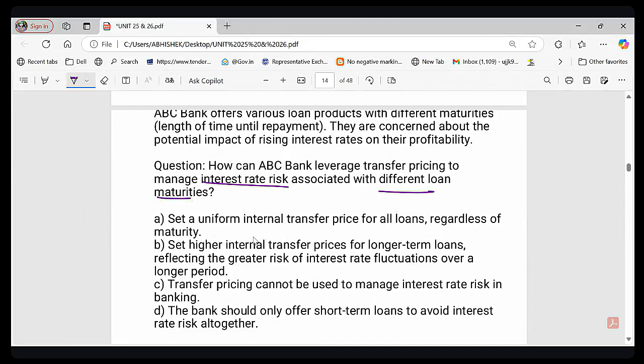So the question is, how can ABC Bank leverage transfer pricing to manage interest rate risk associated with different loan maturity? Set a uniform internal transfer pricing for all loan regardless of maturity. Set higher internal transfer pricing for longer term loan reflecting the greater risk of interest rate fluctuation. Transfer pricing cannot be used to manage interest rate risk in banking, and the banks would offer only short-term loan to avoid interest rates. So what do you think? So question is length of repayment. How the transfer pricing plays a role here.